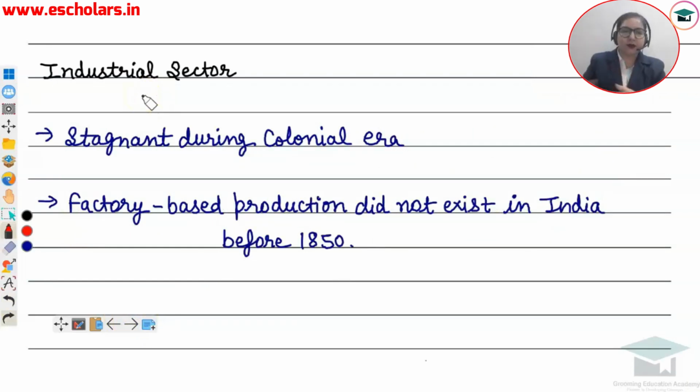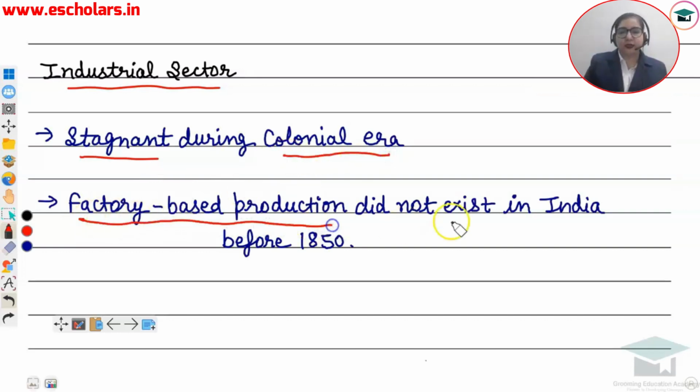Now students, we will talk about the industrial sector during the pre-independence era. Okay, so the industrial sector of India was stagnant, that is it was neither growing nor going down during the colonial era. Factory based production did not exist in India before 1850. Okay, so only handmade products were produced in India before 1850. There was no factory based production, that is the production of goods was not done using machines before 1850.